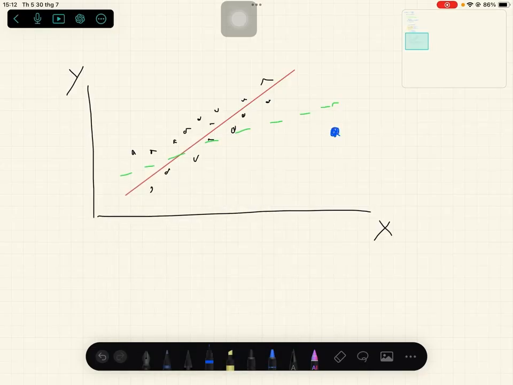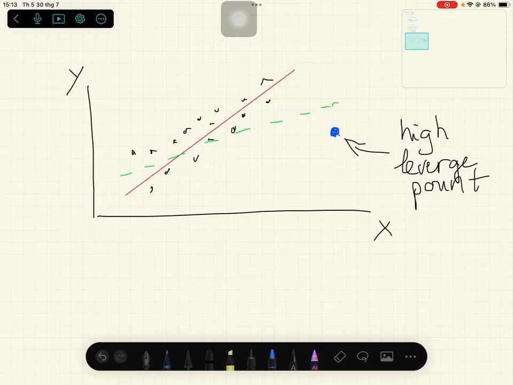Imagine that most companies spend between $5 and $20 million on advertising. Then one company spent $500 million. Its X value is extremely far away from everyone else. That observation has high leverage. Notice something important. Its Y value might actually fit the regression perfectly. The problem is simply that its X value is very unusual.